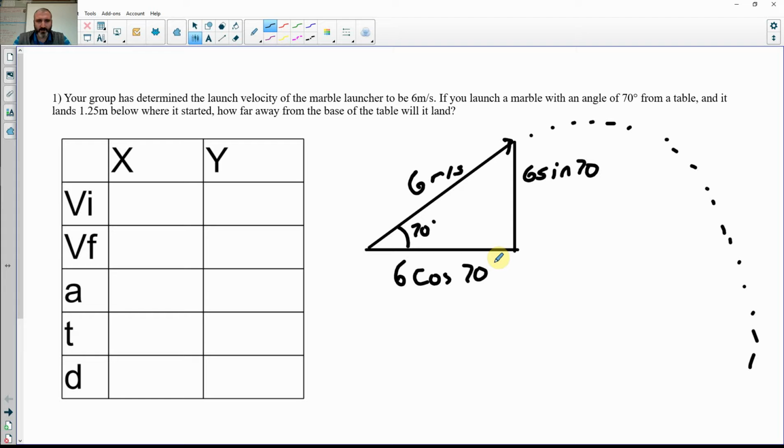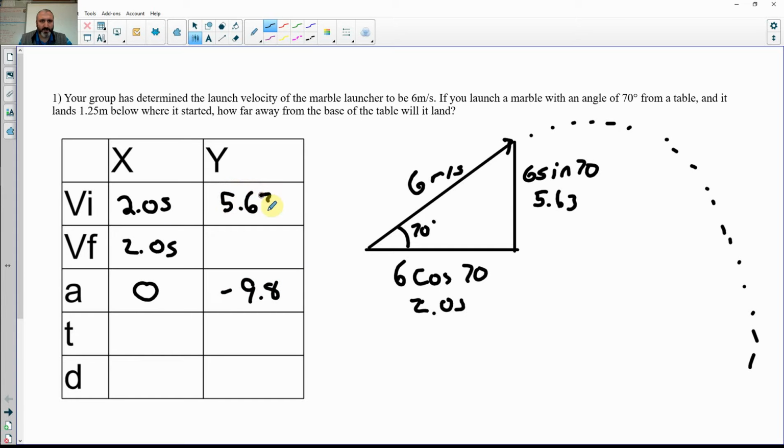So 6 sine 70 should give us 5.63. And 6 cosine 70 should be 2.05. So this is 2.05, negative 9.8 because we're dealing with a projectile, and 5.63. Now the other thing is we need a displacement, which between the edge of the table and where this thing lands is negative 1.25 meters. So negative 1.25. That's something good there.